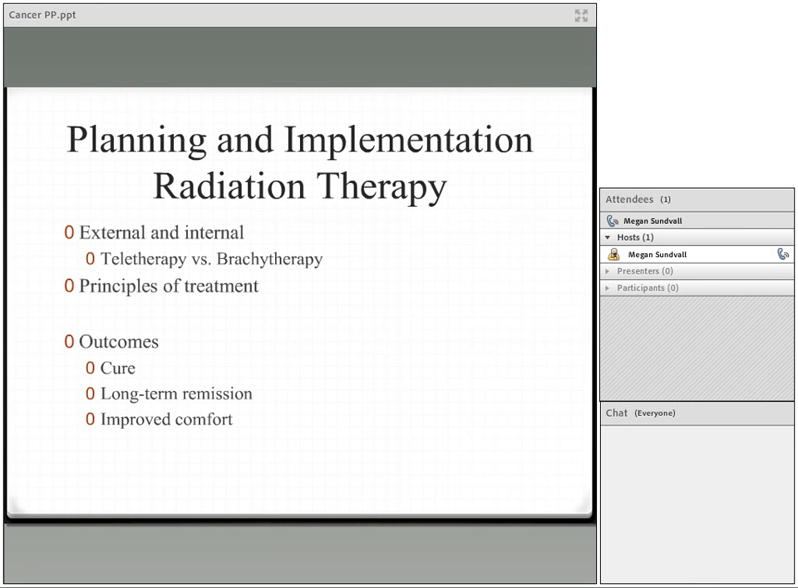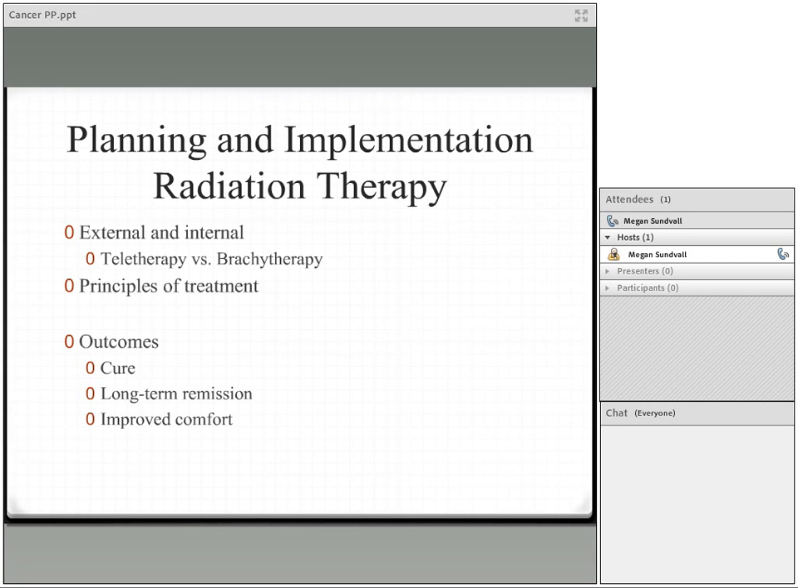Outcomes here, what we're looking for, sorry, I'm kind of jumping ahead on this. We're looking for cure, long-term remission, or just improved comfort. Again, looking at, is this palliative? Are we looking for a cure? What is our overall goal for the plan?